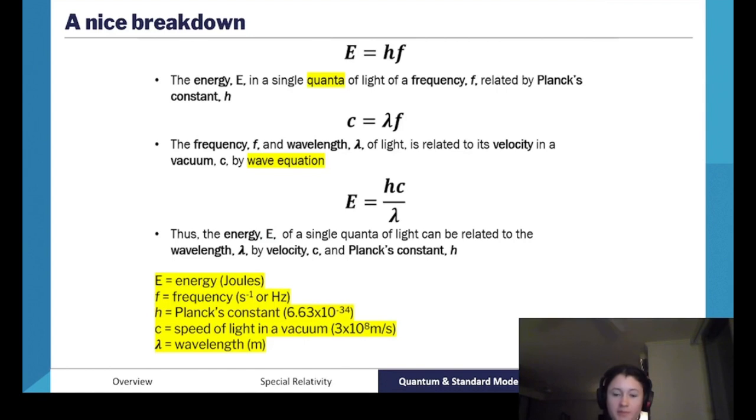Alrighty, so here we have a nice breakdown of all of the equations that you're going to need to be able to understand for quantum. So, remember the energy of a single quanta of light of frequency f is given by E equals hf, where h is Planck's constant, and that, remember, is in your formula sheet.